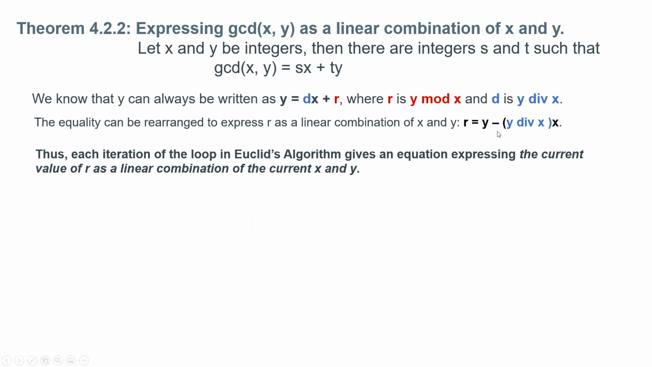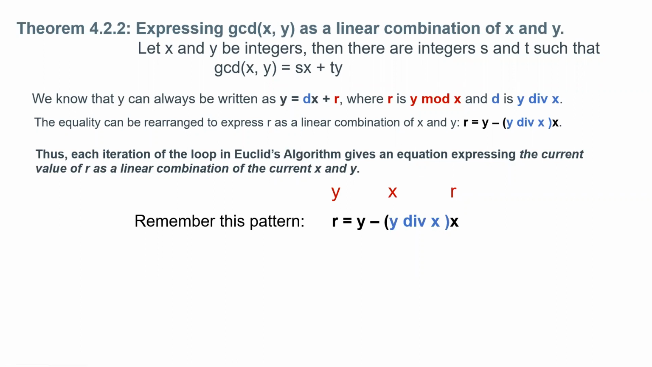But we have this minus and then this here. So this is what we need to learn so we can use it. But anyway, what we're going to have happen is each time we iterate through that loop in Euclid's algorithm, we find a new R. Besides finding that new number that we're going to continue all the way down to 0, we also have an equation that we can come up with based on this pattern.